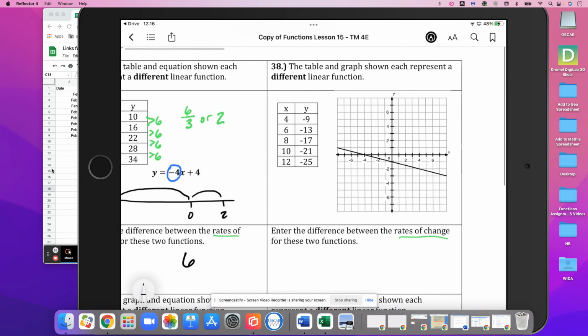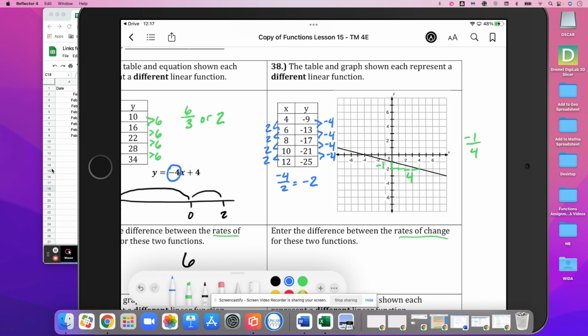On to 38. Rates of change, we got the green one on the graph here. Looks like we're able to go down 1 and to the right 1, 2, 3, 4. So that's going to be negative 1 over 4. Then the rate of change for the table, it's decreasing by 4 on the right side and increasing by 2 on the right side. So we've got negative 4 over 2. That rate of change is going to be negative 2.